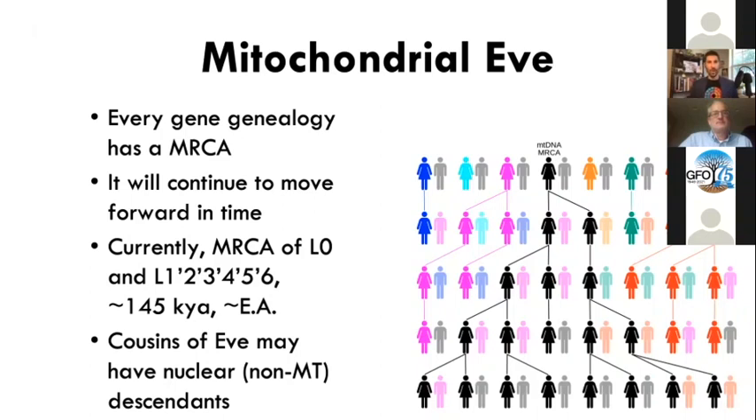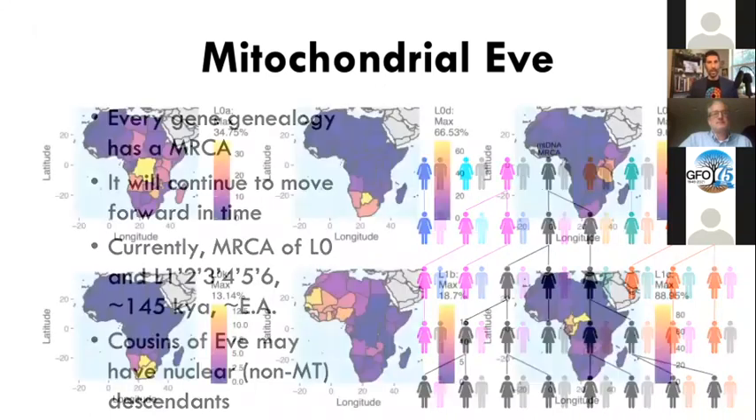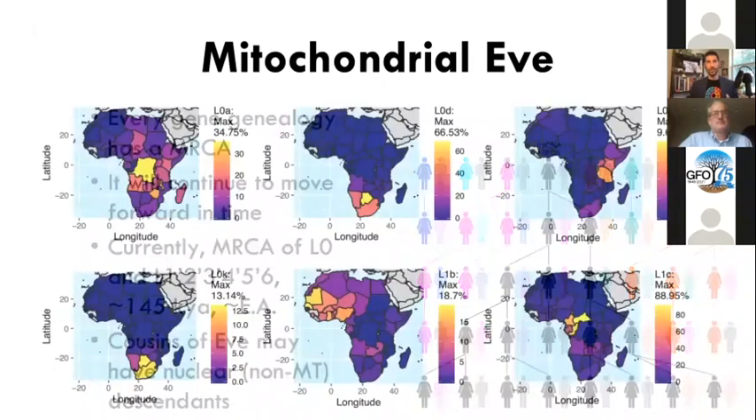So currently the most recent common ancestor of Eve, which is the branching between L0 and the sister branch, which is L1, 2, 3, 4, 5, 6, is about 145, 150,000 years before present. And it's kind of interesting to note that even though Eve, that one woman in Africa, is the ancestor to every sequence that's around today, her cousins, her family members, may have descendants just in the nuclear genome as well. So it's just a fact of how haplotrees are structured and the fact that there has to be one ancestor for each locus.